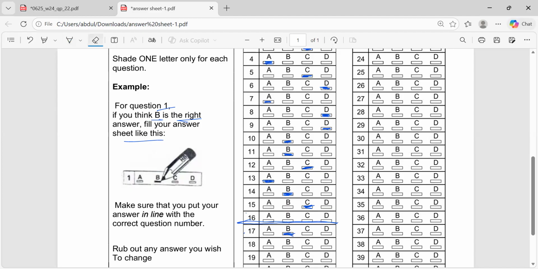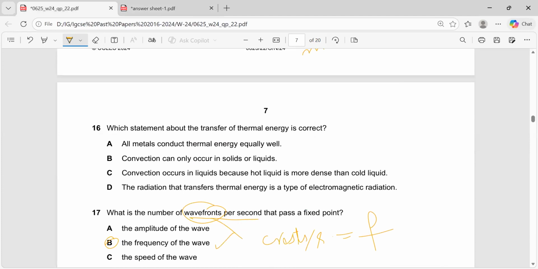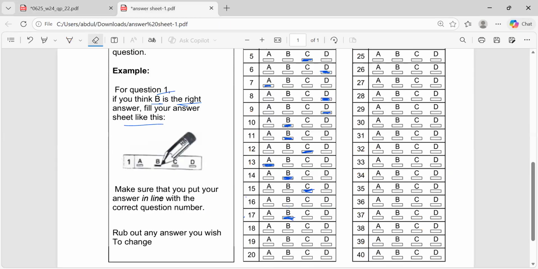Now we will write what is the answer of 16. It was just a way to explain you. Which statement about the transfer of thermal energy is correct? All metals conduct thermal energy equally well. No, not at all. Convection occurs only in solids. No, not in solids, but in liquids and gases, majorly. So A and B are out. Convection occurs in liquids because hot liquid is more dense. This is nonsense. Hot liquid will expand, volume will become more, so density will become less. So answer is D. The radiation that transfers thermal energy is a type of electromagnetic radiation, and the name is infrared, IR. So that is electromagnetic radiation. So answer for 16 is D.